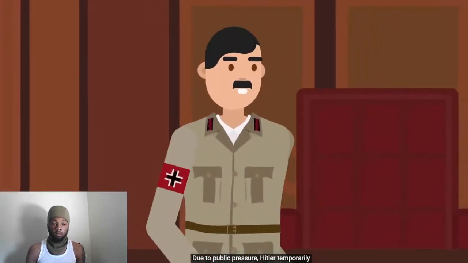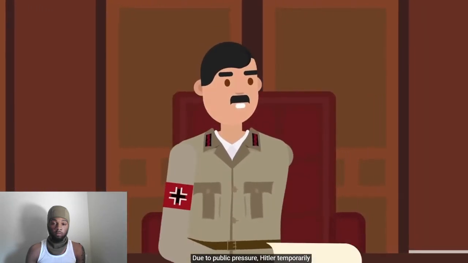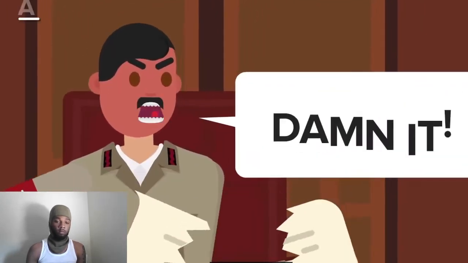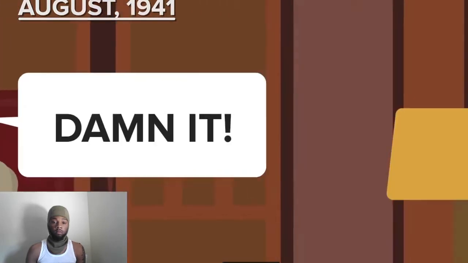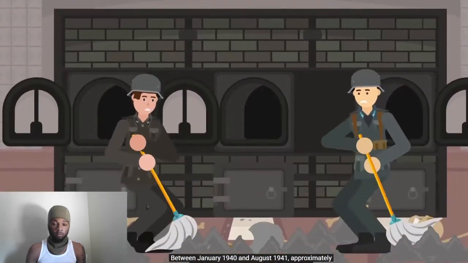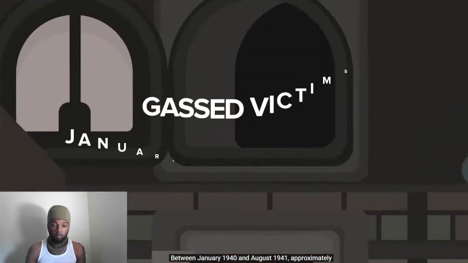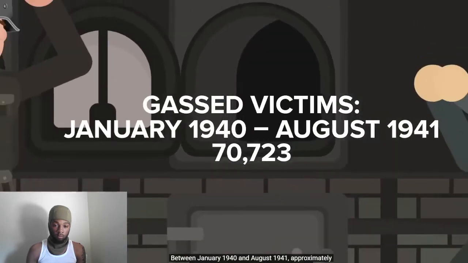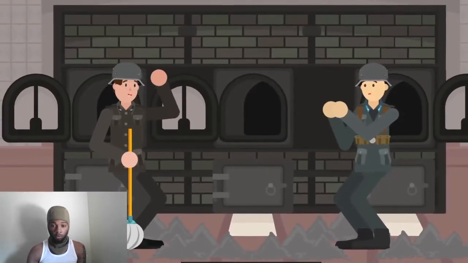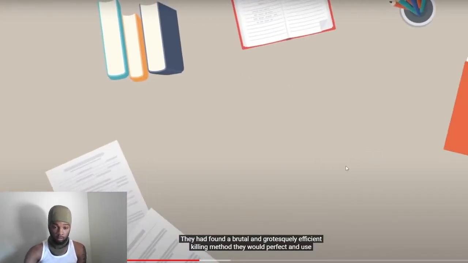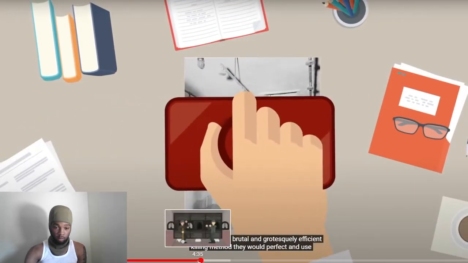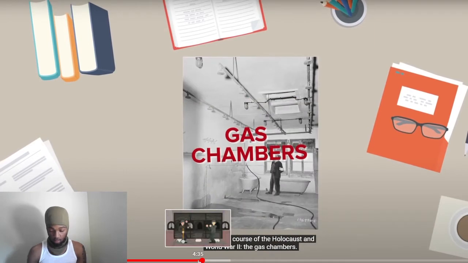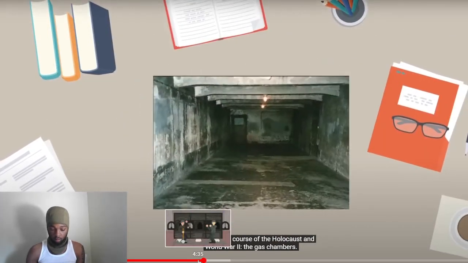Due to public pressure, Hitler temporarily, very temporarily, halted the euthanasia program in August of 1941, but it was too late. Between January 1940 and August 1941, approximately 70,723 institutionalized patients had been gassed. For the Nazis, the program had been a success. They'd found a brutal and grotesquely efficient killing method they would perfect and use throughout the course of the Holocaust and World War II, the gas chambers.